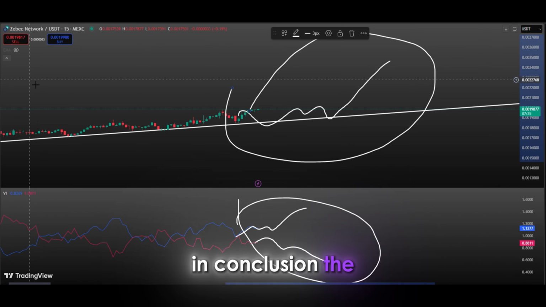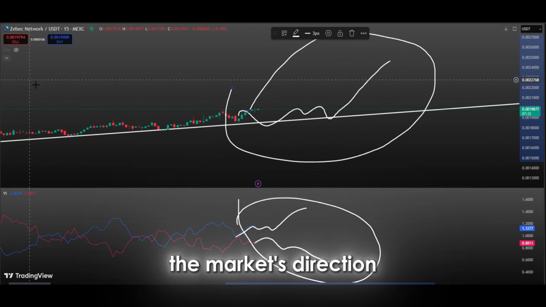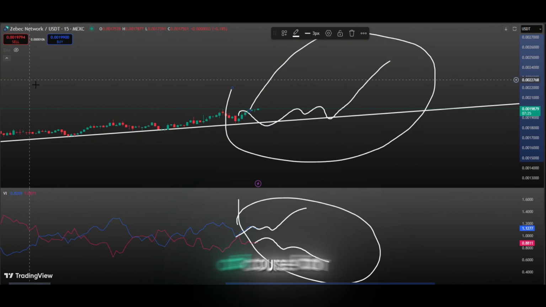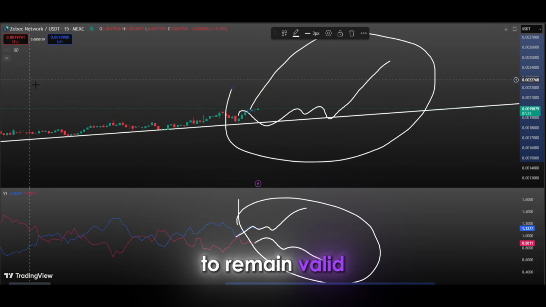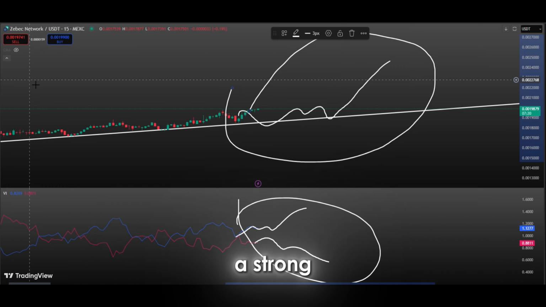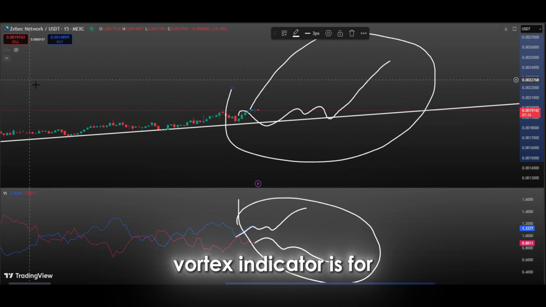In conclusion, the analysis based on this indicator gives us a clear sense of the market's direction. The blue line staying above suggests that buyers remain active in the market and that prices could be aiming for higher levels. Of course, for this scenario to remain valid, the current setup must be maintained. If it does, the likelihood of a strong upward trend developing in the market is quite high. That's what the vortex indicator is for.